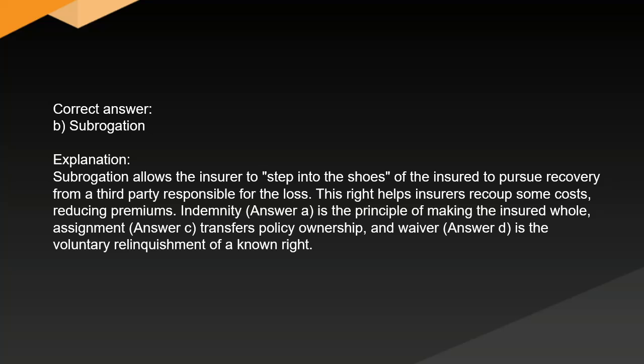Explanation. Subrogation allows the insurer to step into the shoes of the insured to pursue recovery from a third party responsible for the loss. This right helps insurers recoup some costs, reducing premiums. Indemnity, answer A, is the principle of making the insured whole. Assignment, answer C, transfers policy ownership, and waiver, answer D, is the voluntary relinquishment of a known right.